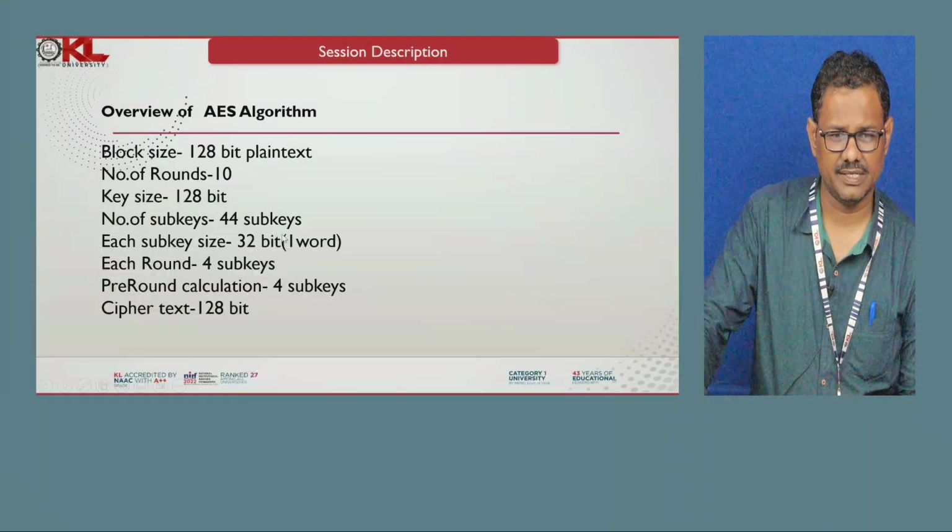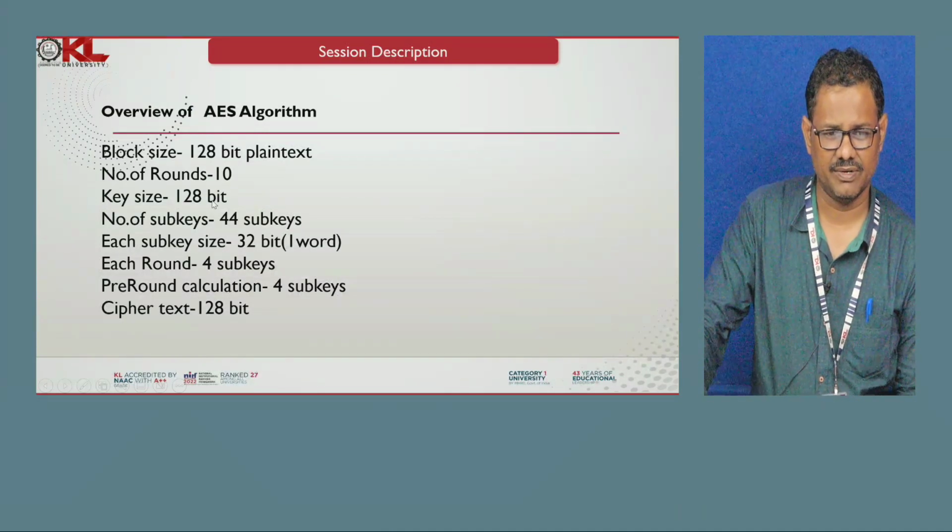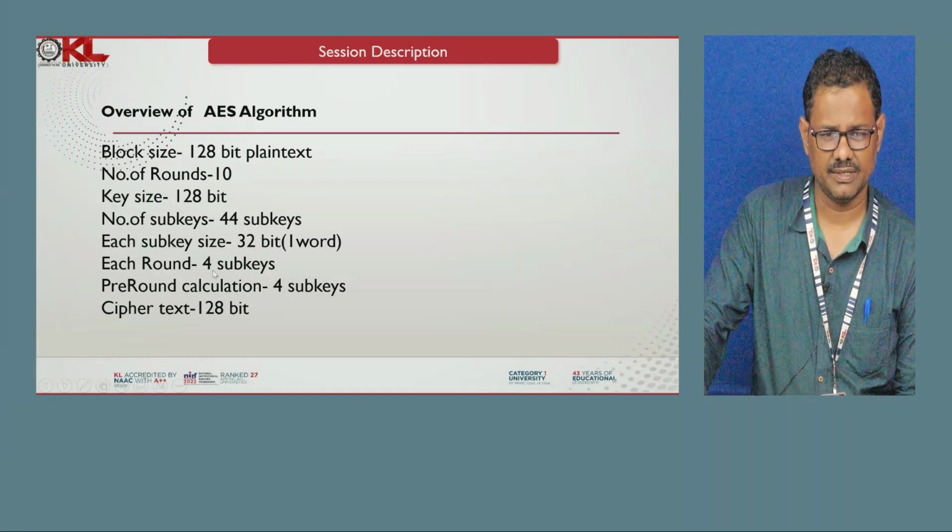The overview of the AES algorithm. Block size is 128-bit plain text. Number of rounds is 10. Key size is 128 bits. Number of subkeys is 44. Each subkey size is 32 bits. Each round uses 4 subkeys, and the pre-round calculation uses 4 subkeys. Ciphertext is 128 bits.